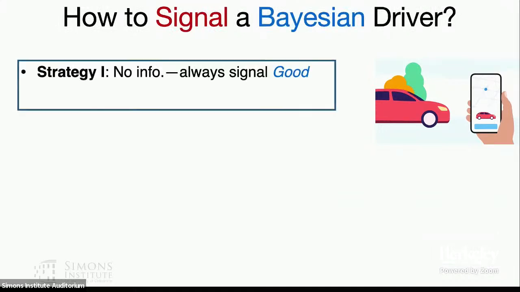Then how do we signal a rational driver? There are a few strategies. The first one is to always signal good or always signal bad. It makes no difference. Such a signal has no information, because if the driver computes the posterior, it is equal to the prior, based on the prior distribution in our previous slide.